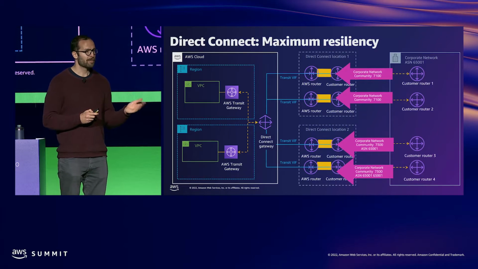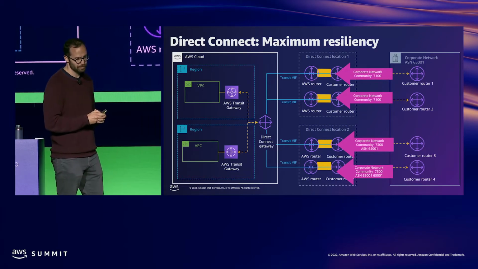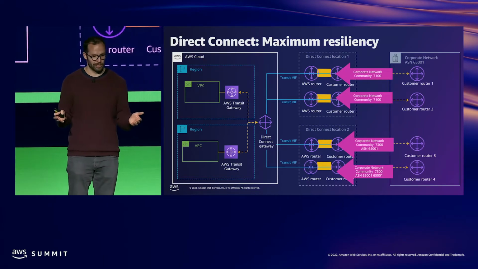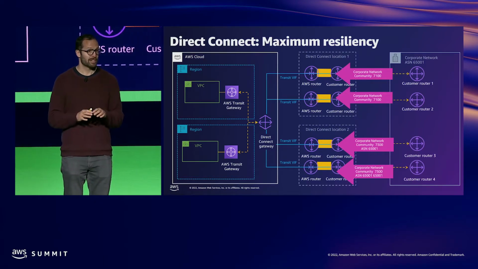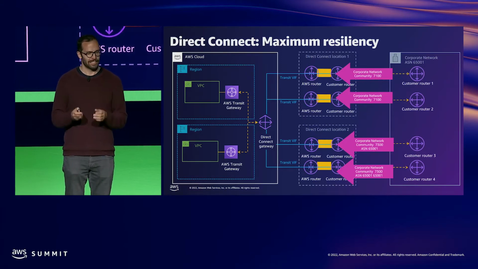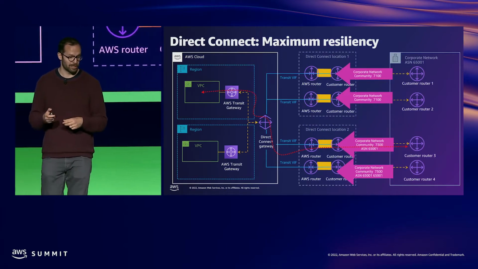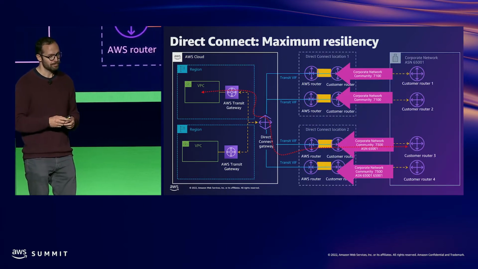So when the traffic is coming in, maybe from the region at the top to the Direct Connect gateway, it will look at all of those attributes and it will see, okay, first of all, I'll prefer Direct Connect location 2 because it has higher preference. And then I'll look at the links in that location and I'll see that one has 1 hop and one has 2 hops. So I'll prefer the one with 1 hop.